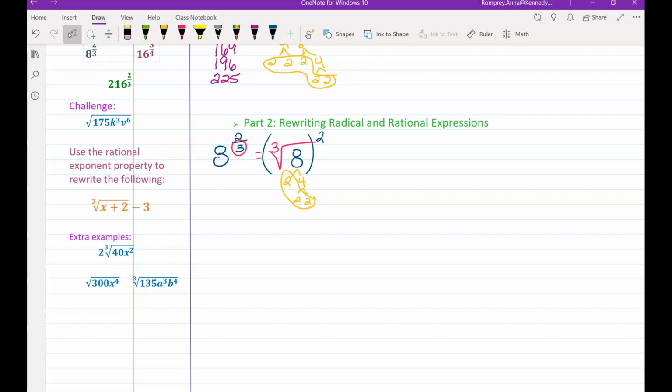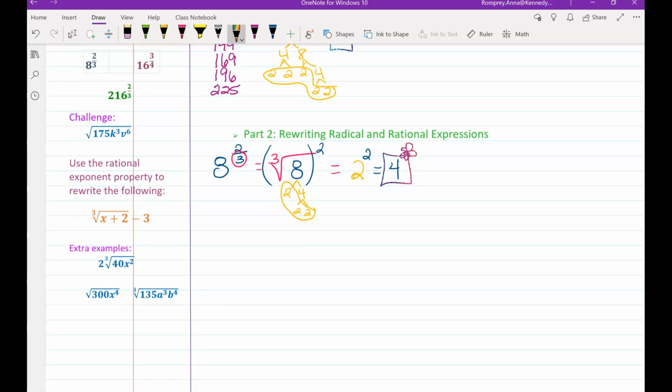So now this simplifies to 2 inside my parentheses. Cube root of 8 is 2. And I have 2 squared. Easy peasy. What's 2 squared? What's 2 times 2? 4. So 8 to the 2/3 is 4. I don't know who would have known that just by looking at it. However, if you rewrite it with a radical, it's a lot easier to simplify. So let's look at the next one.